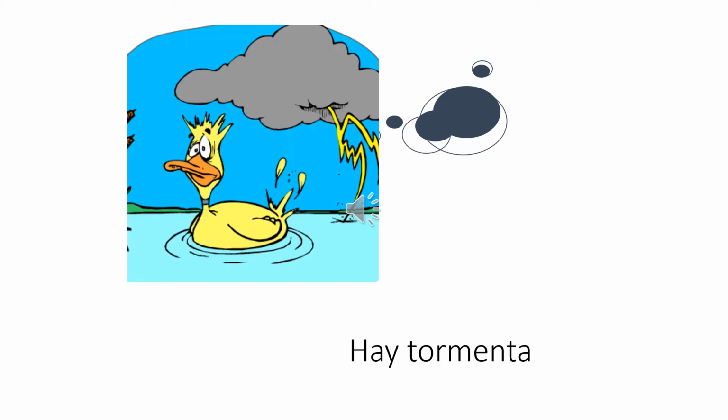¿Qué tiempo hace? Hay tormenta. Note that when we're talking about a tormenta or a storm, we're going to use the verb hay, which means both there is and there are. In this case, there is a storm. Hay tormenta.